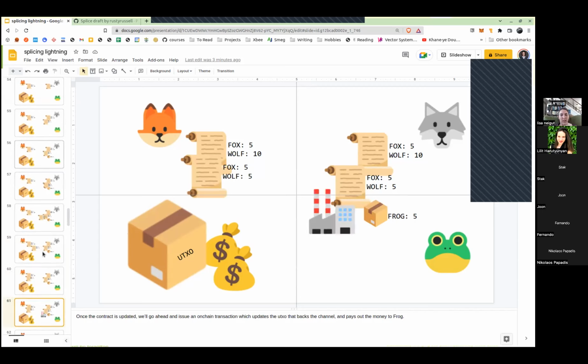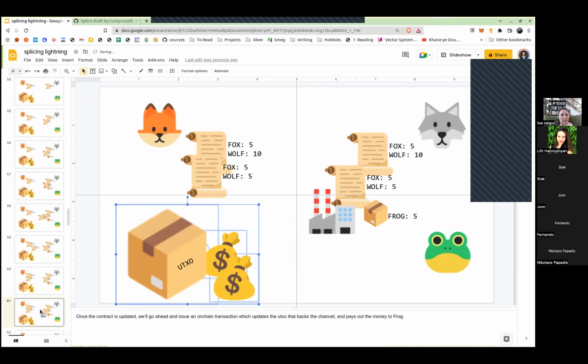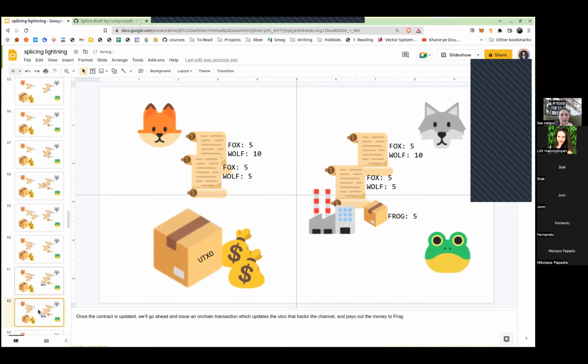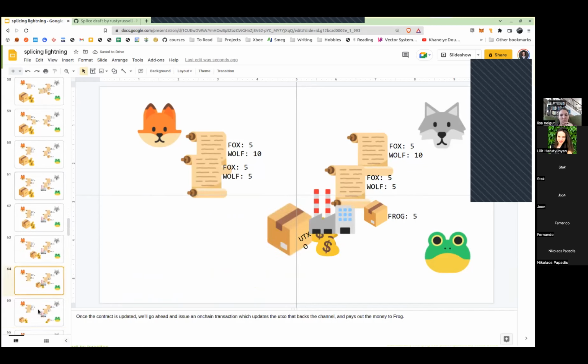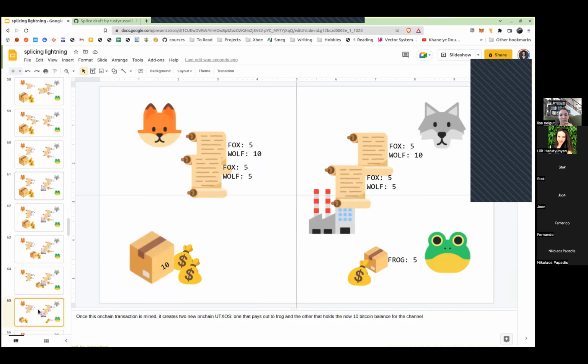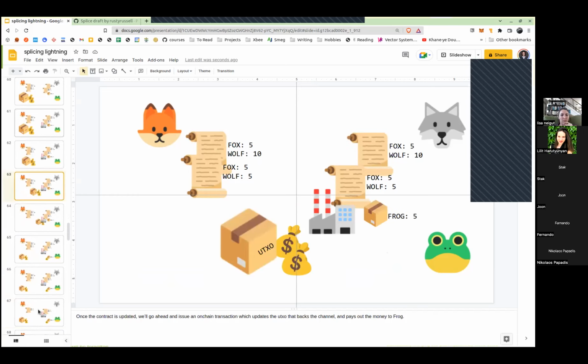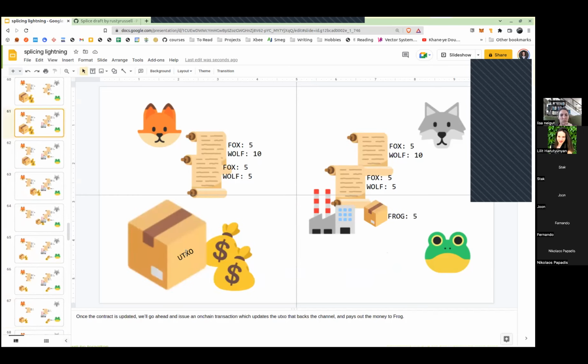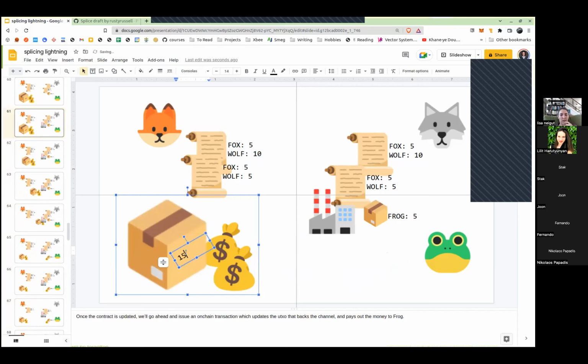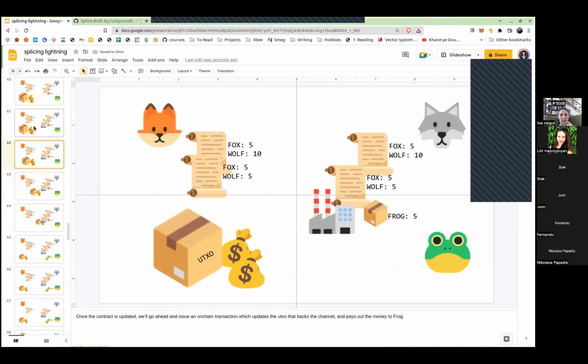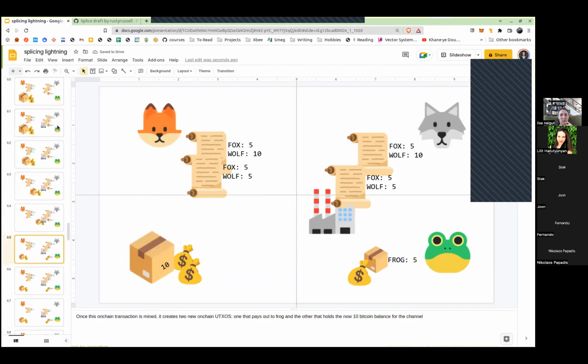Then we're gonna take this old transaction and we're gonna spend it. We spend it by getting it mined, and we're gonna create two new outputs out of it. So we had one that was worth 15, right? So it was worth 15, and then we mined it and we created two new ones instead.